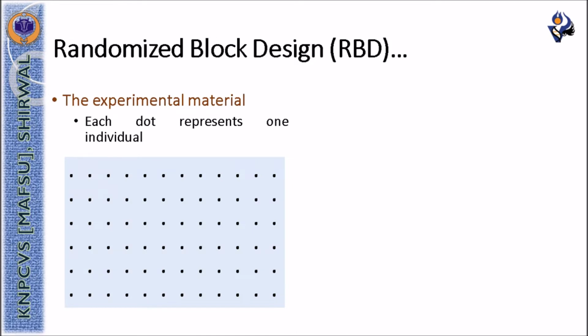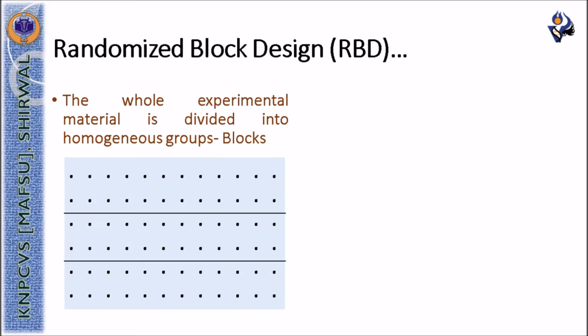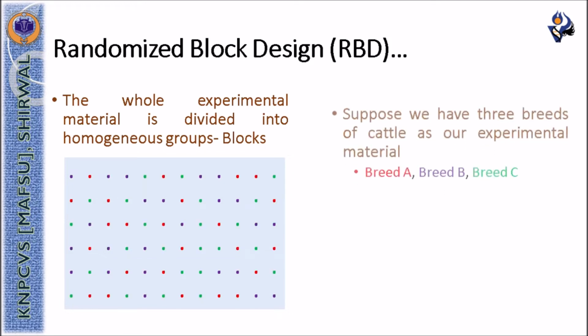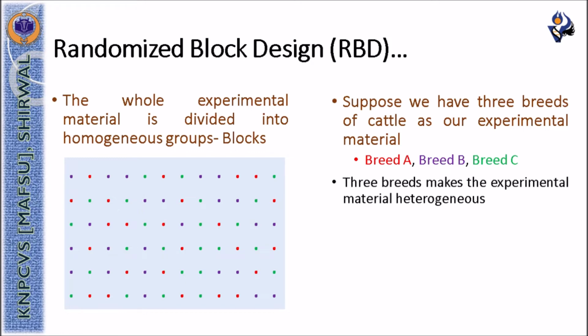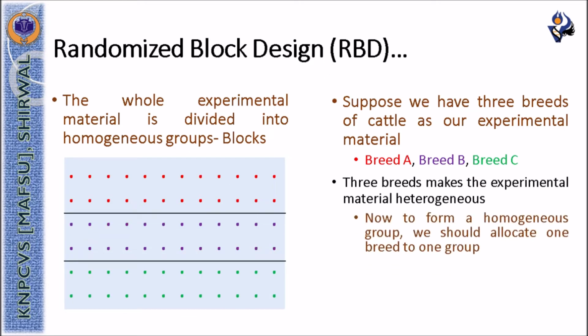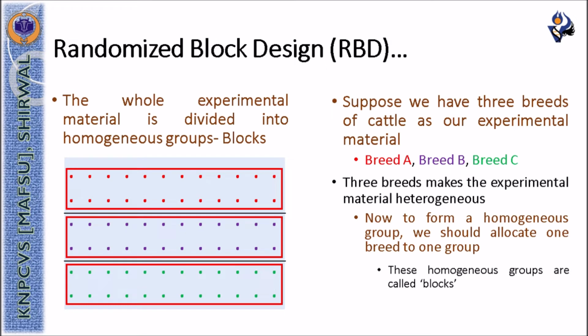In RBD, the experimental material is initially divided into several homogeneous blocks. Let us try to understand this concept with the help of one example of having three breeds of cattle as our experimental material. These breeds make the experimental material heterogeneous. Now, to form a homogeneous group, we should allocate one breed to one group. These homogeneous groups are known as blocks.